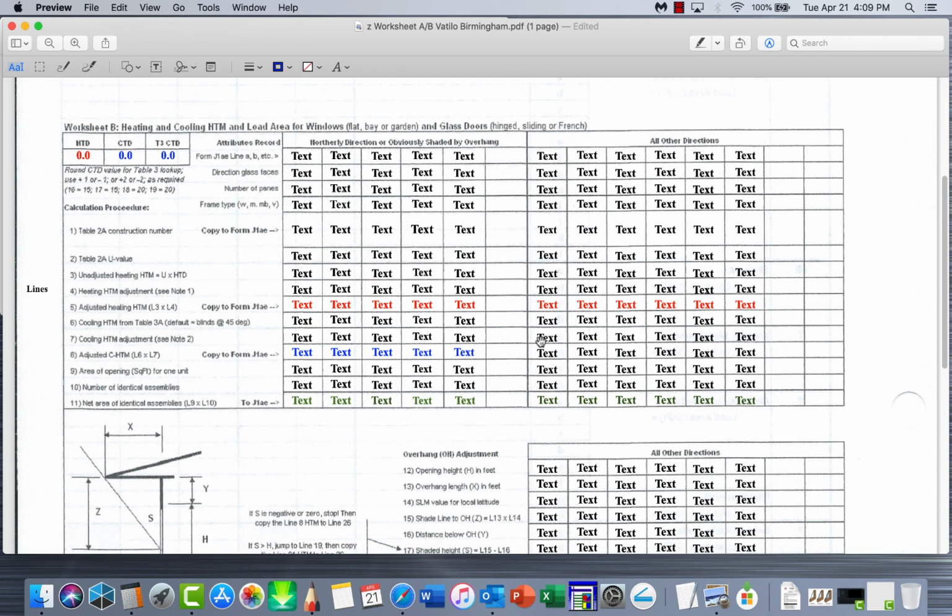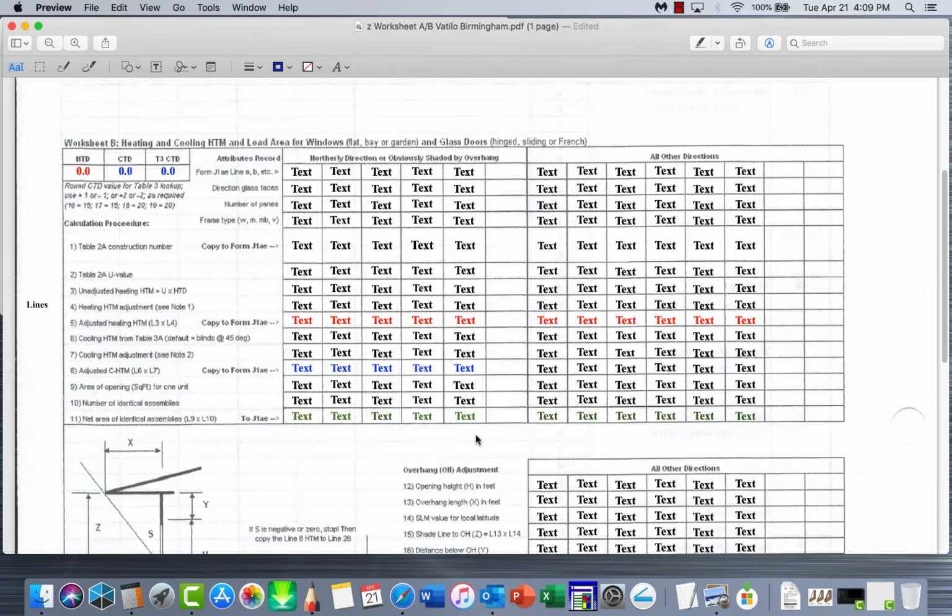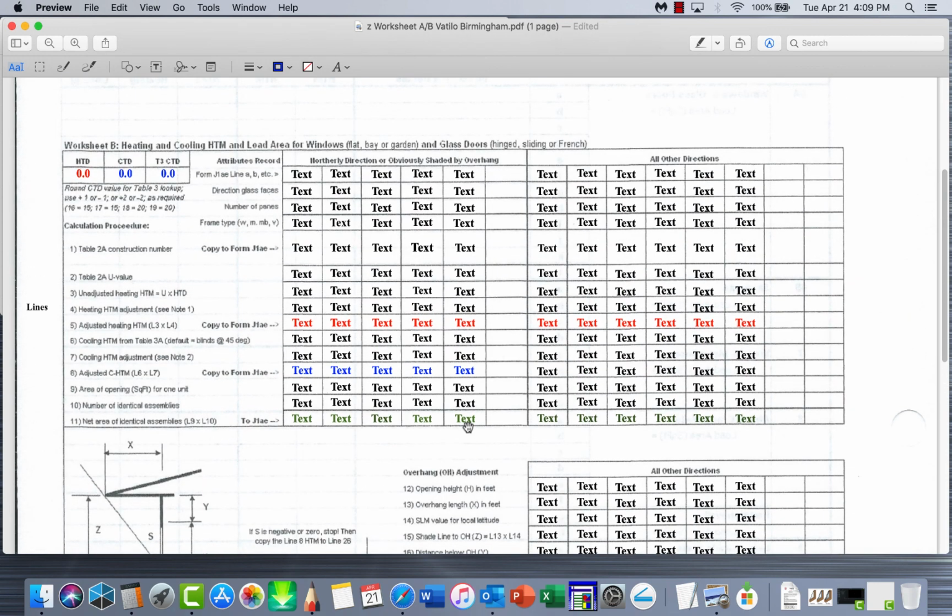This side over here is where we would do all of the directions, east, west, south, because they're going to be your hottest parts. So we have to do a shade value, which is this part down here, to calculate it out. A few little things before we get started.